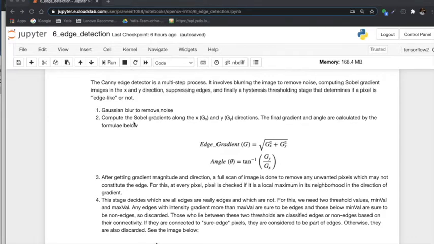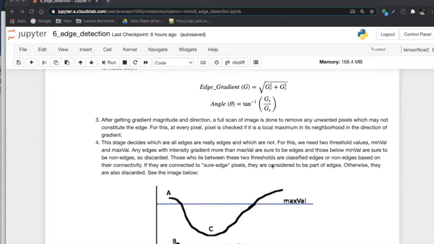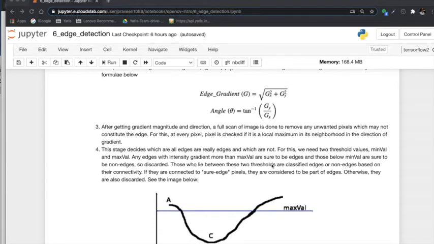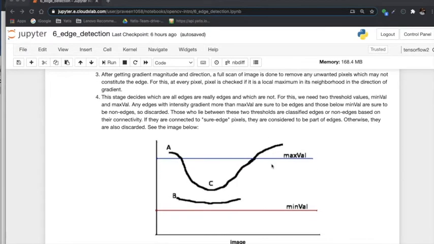The next step involves identifying the Sobel gradients along the x-axis, which would be gx, and the y direction, which will be gy. The final gradient and the angles can be calculated by this formula below, where you have the edge gradient and the angle of the gradient. Now, after getting the full gradient, a full scan is done to remove unwanted pixels, a filtration process. The last process is thresholding, a hysteresis-based thresholding.